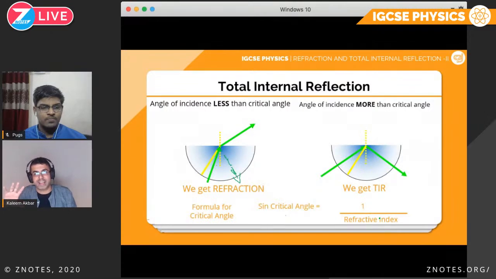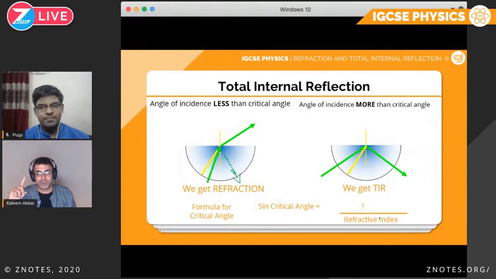Those who really, really think about it might end up asking the question, we'll see. But this is really n equals sine i over sine r. I won't explain the complicated bit because it's IGCSE. But think about this. At the critical angle, the angle of refraction is 90. Sine of 90 is 1. That's where the 1 comes from.